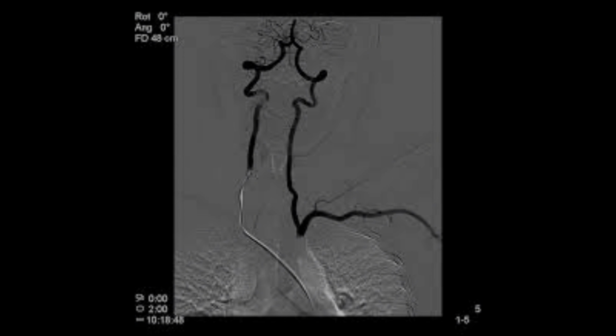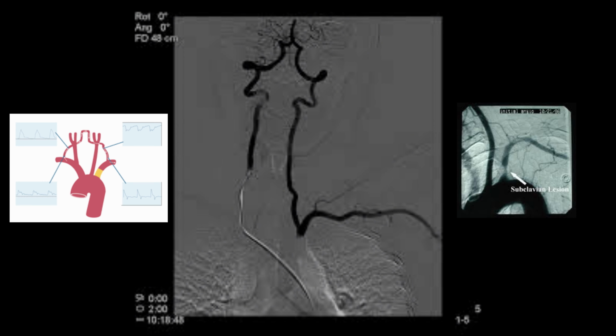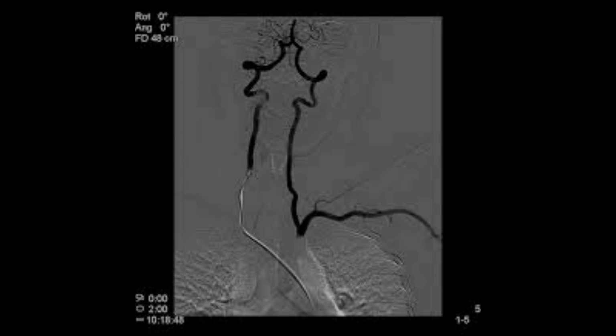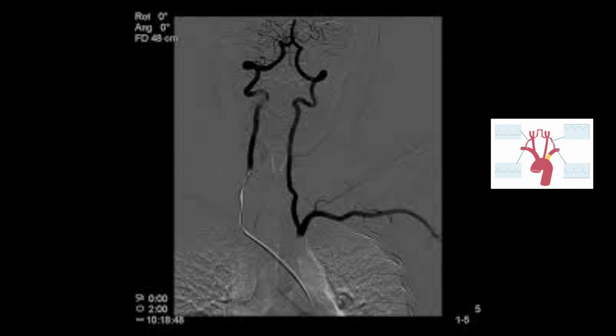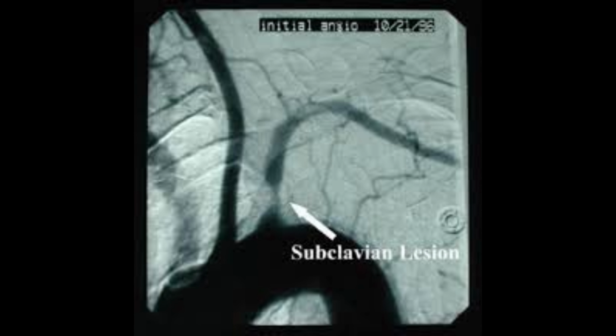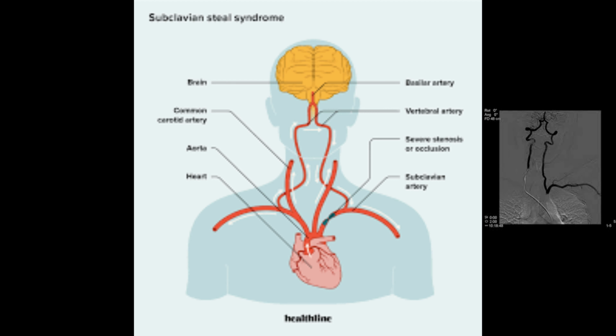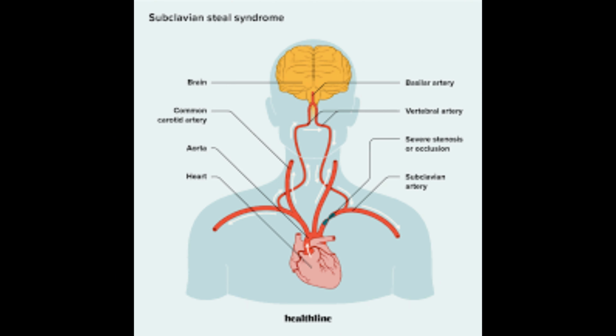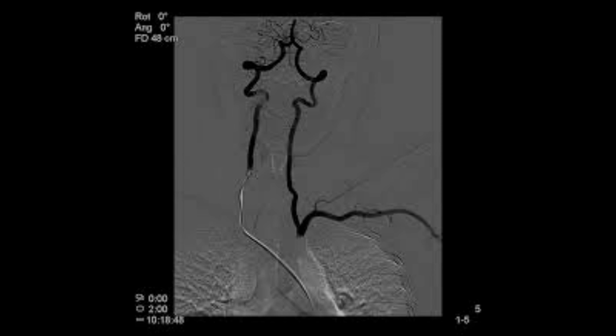When there is a blockage or narrowing, stenosis, in the subclavian artery, typically near its origin, the pressure in the subclavian artery decreases. As a result, the vertebral artery, which normally branches off from the subclavian artery, may experience a drop in pressure and blood flow. To compensate for the reduced pressure in the subclavian artery, blood flow in the vertebral artery may reverse or steal from the brain's circulation and flow backwards into the subclavian artery to bypass the blockage. This is known as the subclavian steal.